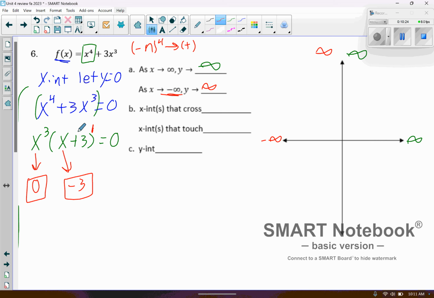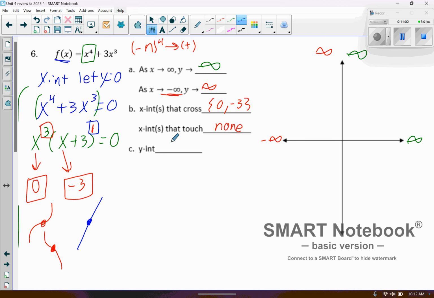Now, they both have odd multiplicity, so they both belong in the cross category. They're both going to cross. I don't have any that touch and turn around like we did on the previous one. Now, the one at 0, since its multiplicity is 3, has this shape to it, or it could go the other direction. It could go like that. So it's going to have that cubic twist to it. And then this one has a multiplicity of 1, and those just look like straight lines going through your x-intercept.